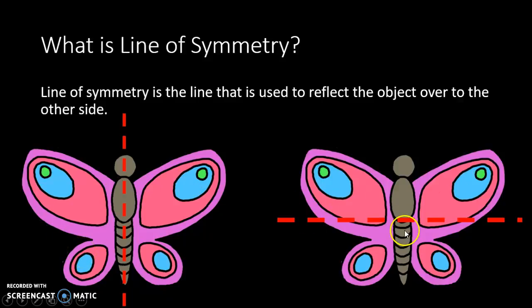Let's take a look at this butterfly. The line of symmetry is represented by the red dotted lines as well, and this one's going horizontal. Now, if we were to fold this side over to this side, would they match? No, they would not match, because this side is much smaller, and this does not match the top of the butterfly. So this butterfly only has one line of symmetry.